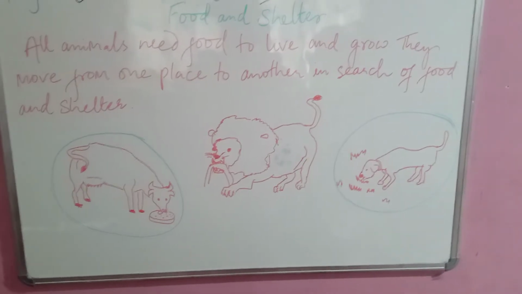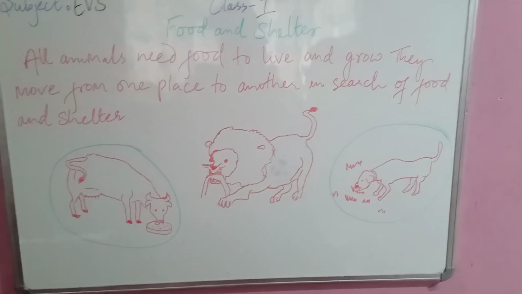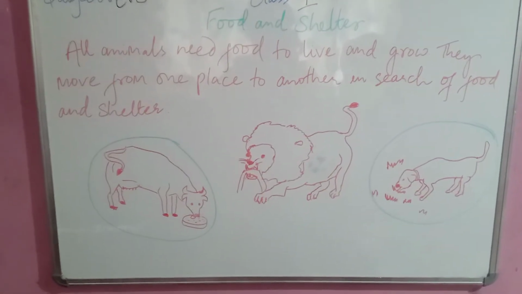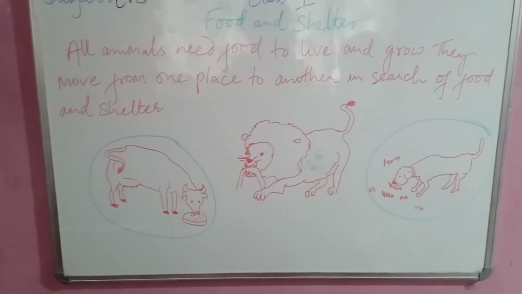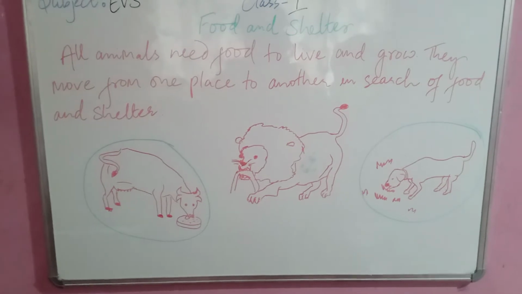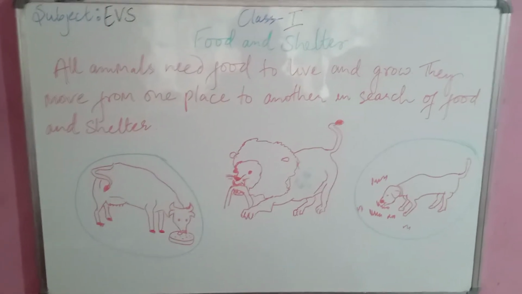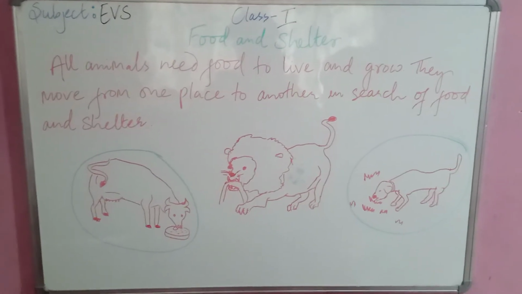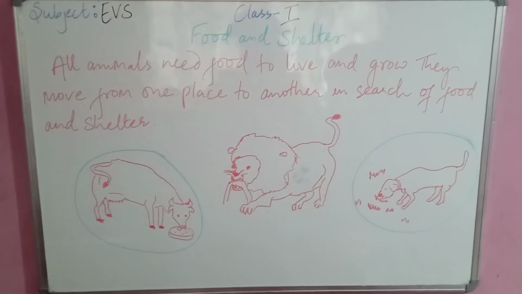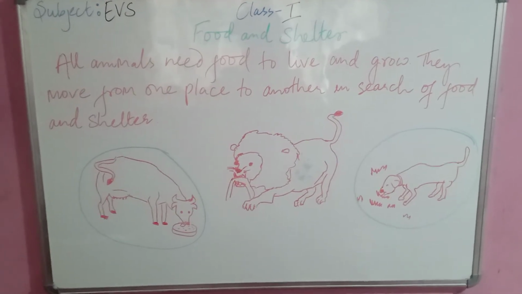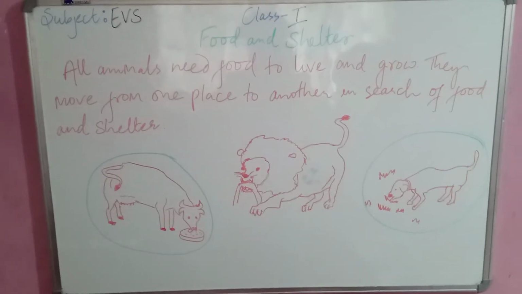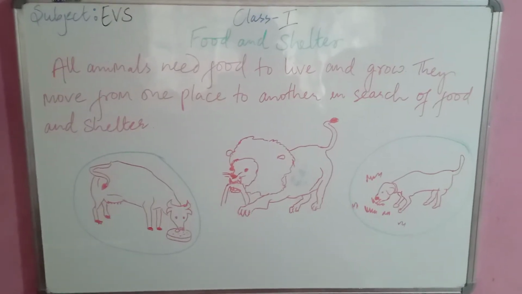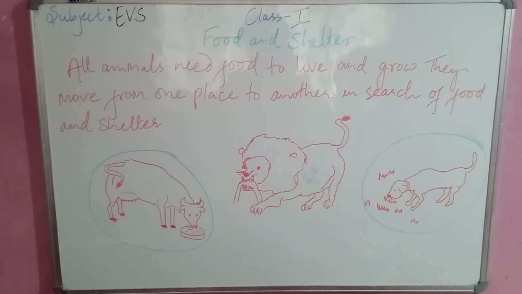So, all animals need food to live and grow. It is obvious that all living creatures or living things need food to live, and they also grow. They move from one place to another in search of food and shelter, as they are always moving in search of food and shelter.